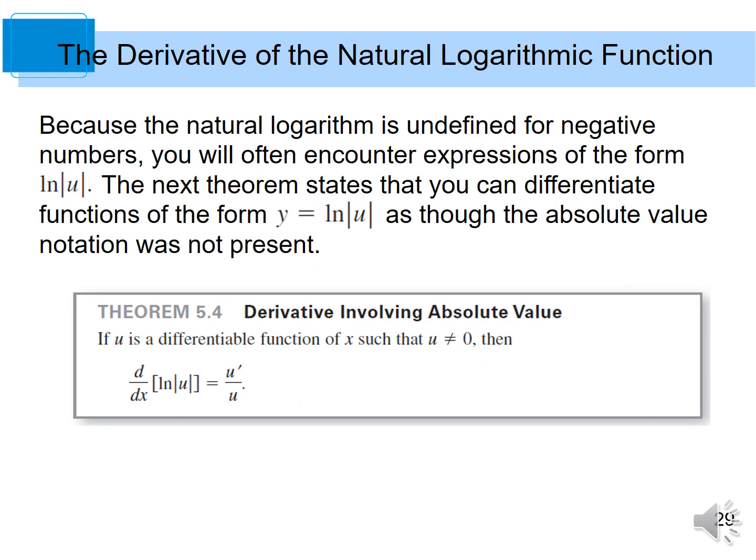Because the natural logarithm is undefined for negative numbers, you will often encounter expressions of the form natural log of the absolute value of u. The next theorem states that you can differentiate functions of the form y equal to natural log of absolute value of u as though the absolute value notation was not present. If u is a differentiable function of x such that u not equal to 0, then differentiate natural log of absolute value of u with respect to x equal to u prime over u.